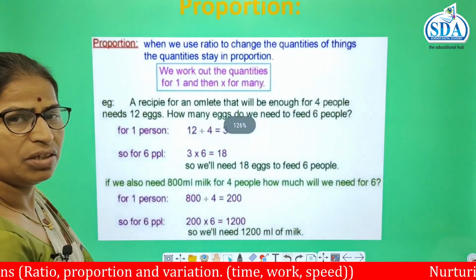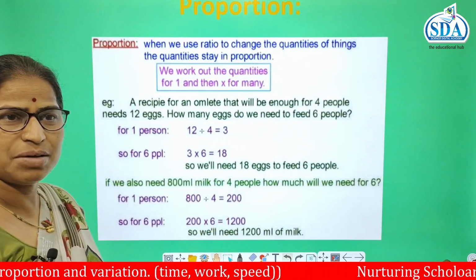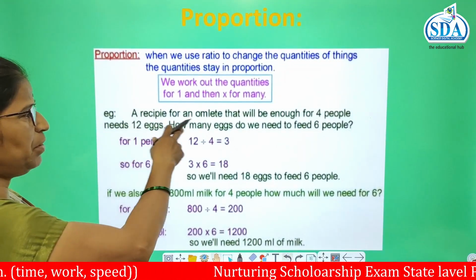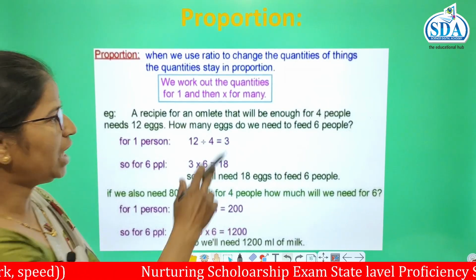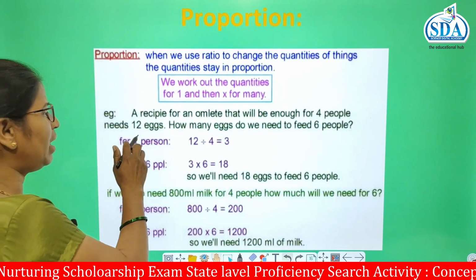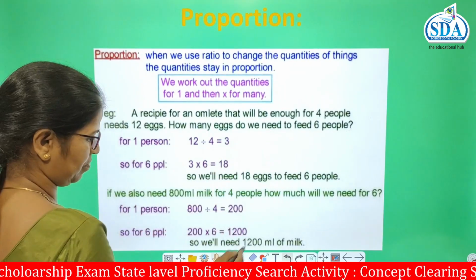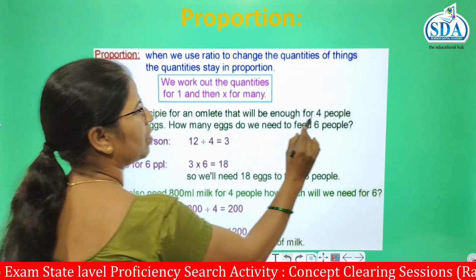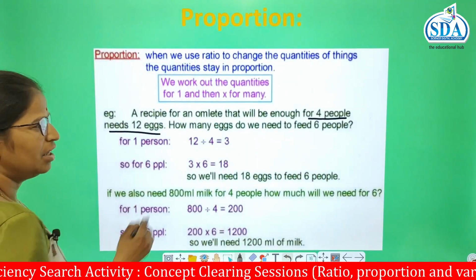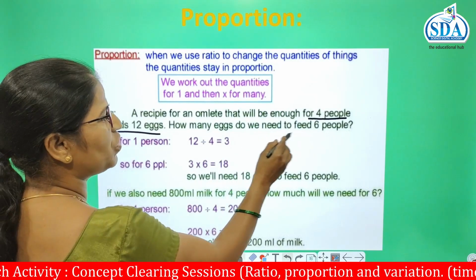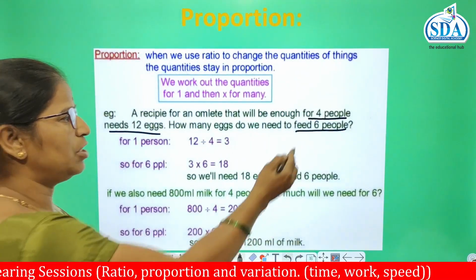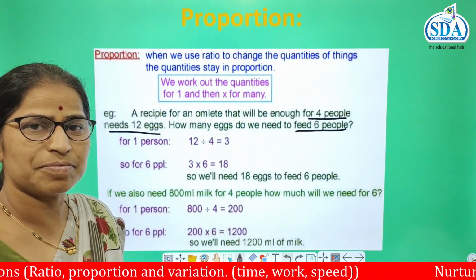There may be a word problem in our scholarship exam related to proportion. A recipe for an omelette that will be enough for 4 people needs 12 eggs. Omelette for 4 people needs 12 eggs. Then how many eggs do we need to make the omelette for 6 people?